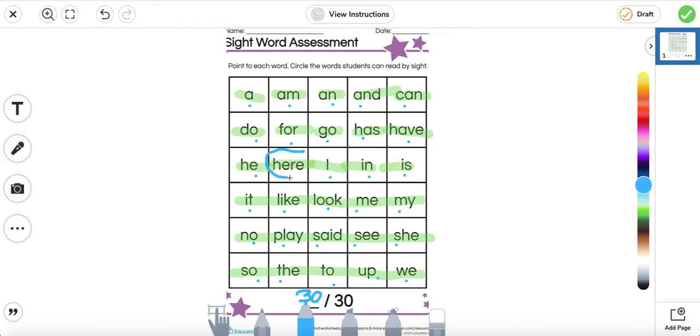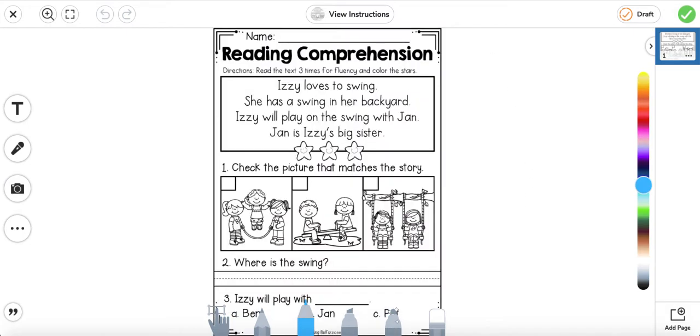What does this word here say? Here. What if I add a T in front? Do you know what the word says? There. This word tries to trick you. The TH makes a V sound, and this part of the word says air. There. Here. There. Okay, we're going to move on to reading.